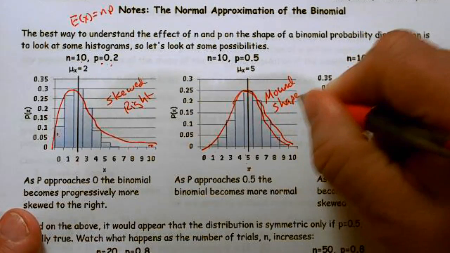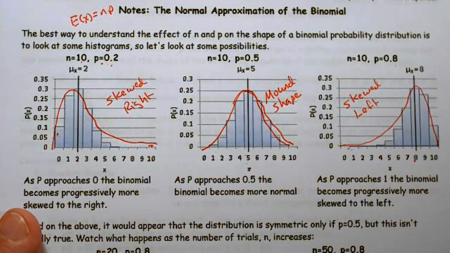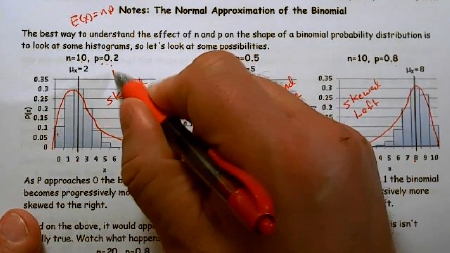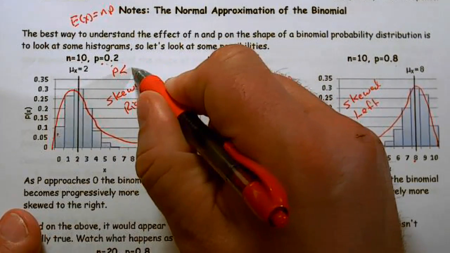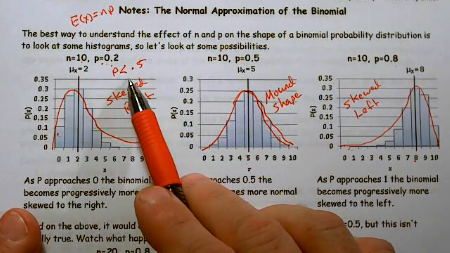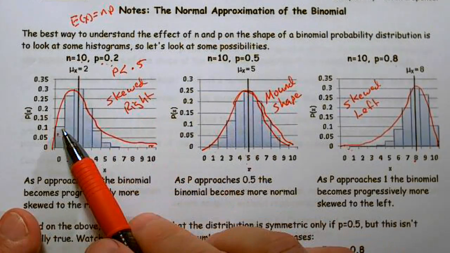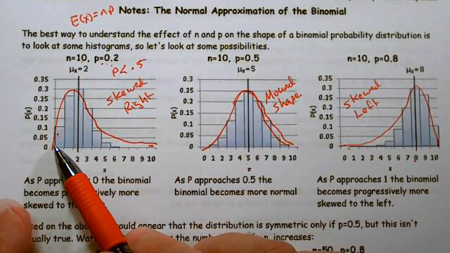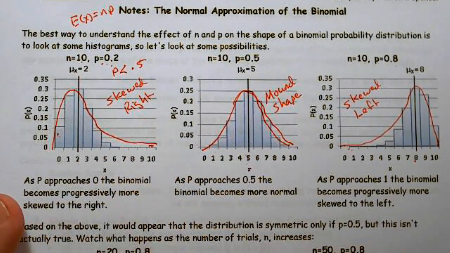Now, what that means is this. If our probability is less than 0.5, it's skewed to the right. So less than 0.5, it's going to be skewed to the right. And as you get closer to 0, the more skewness it's going to have.